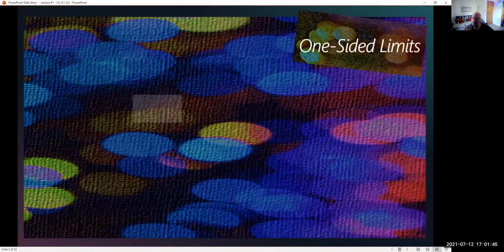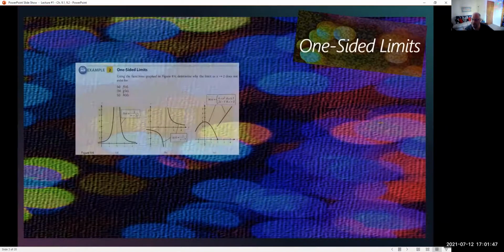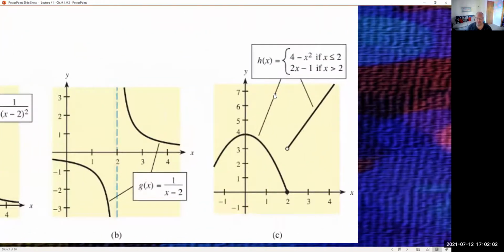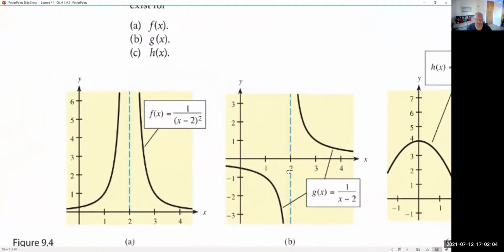Now, remember when we said approaches from the left and approaches from the right? That's what we call a one-sided limit, okay? I want you to look at these cases here. Using the function's graph, determine why the limit as x approaches 2 does not exist. Now, I'm going to look at each of them one at a time, and I want you to focus with me on the limit as x approaches 2.